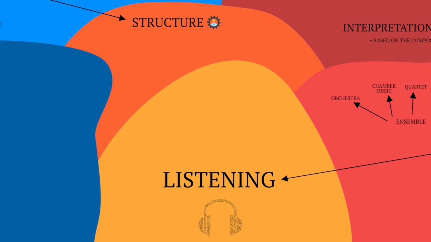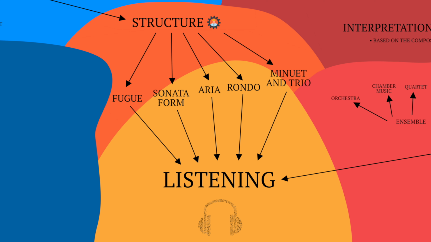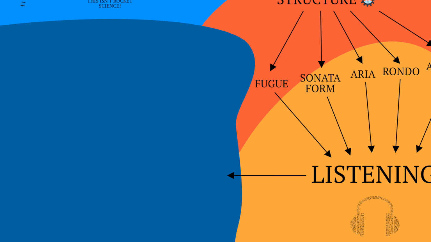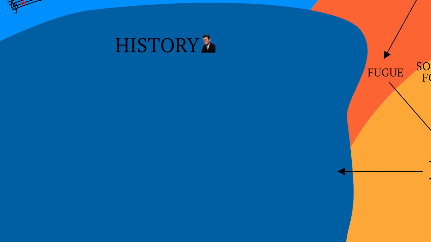Famous structures that repeat themselves multiple times in music history are the fugue, the sonata form, the aria, the rondo and the minuet and trio. Listening to music is great, but without the history and the different periods, there would be nothing to listen to. There are 4 main time periods.